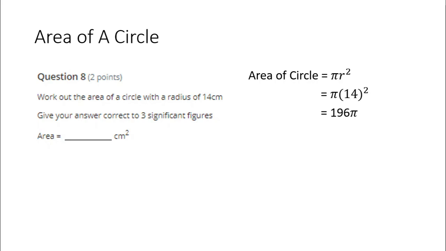As soon as I use the value of pi from my calculator, I'm going to get this irrational, non-terminating decimal number. And I'll need to round that. So 3 significant figures means 3 digits, the highest place value digits. And I've got 6, 1, 5 with a 7 after it, which is going to make that 5 round up. So that's going to be 616 centimeters squared.